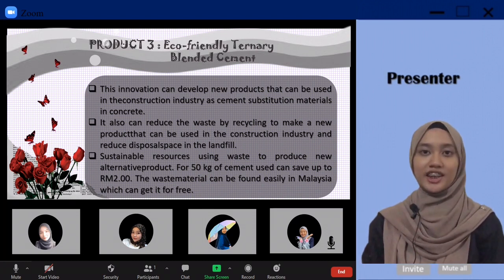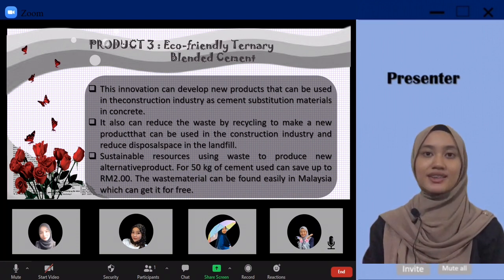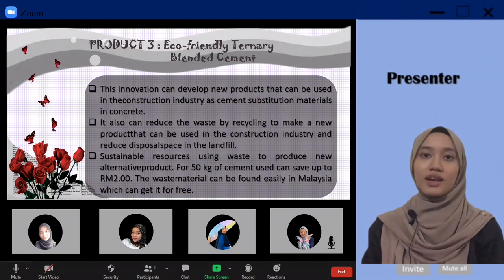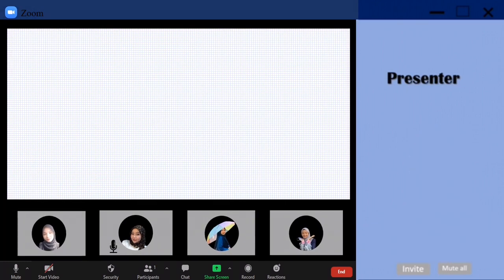As a conclusion, eco-friendly ternary blended cement is the new alternative for cement to reduce the cement usage in mortar. Both raw materials in this innovation are waste materials that are obtained abundantly in Malaysia. It can be described as an innovative invention using simple and economical methods in concrete mix innovation. This product can replace up to 50% of cement as binding material in construction materials.